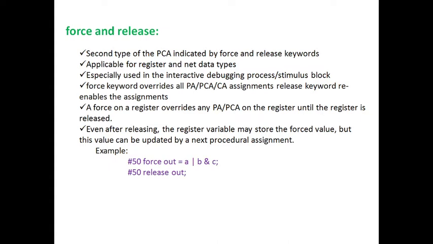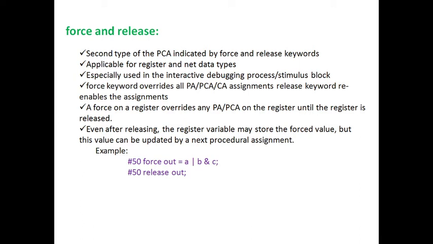So what is this force and release? Force and release are keywords useful in our PCA, that is, procedural continuous assignments. Mainly and especially they are picked for the interactive debugging process, that is, only for the stimulus block. Inside the stimulus block only, force and release keywords can be used. These keywords are applicable for registers as well as net or wire data types. So register variables or wire variables can be forced to a value, and also they can be released from a value.